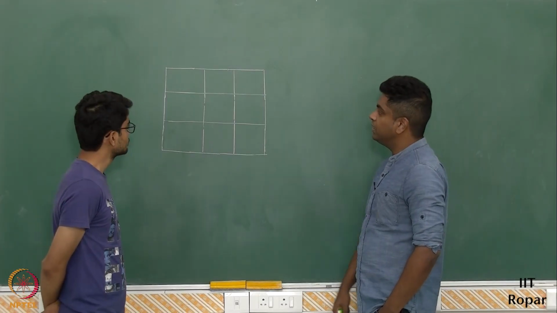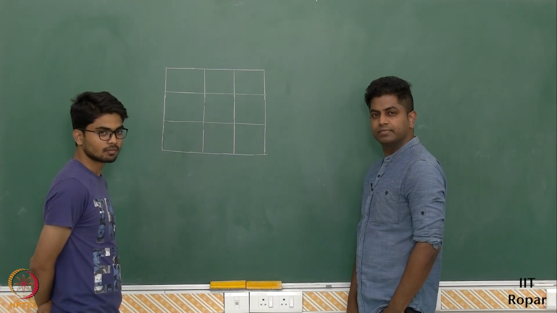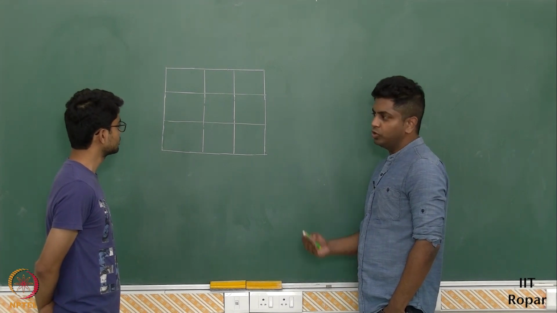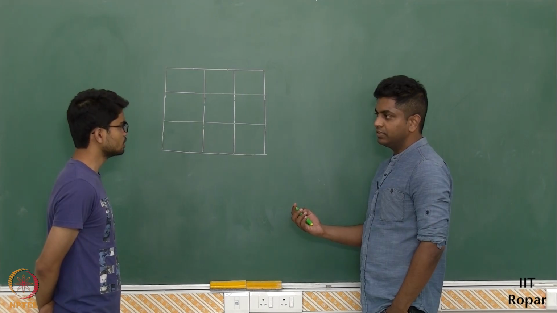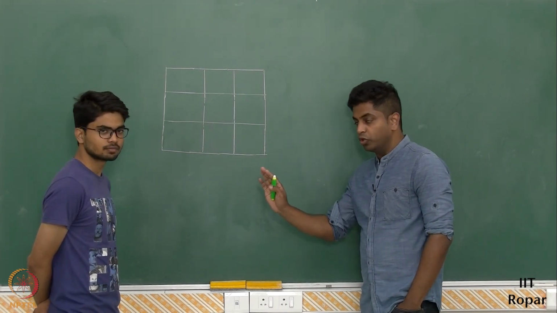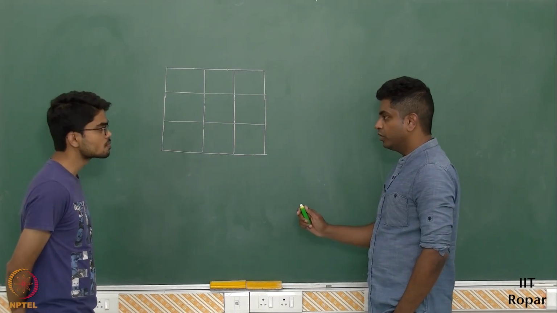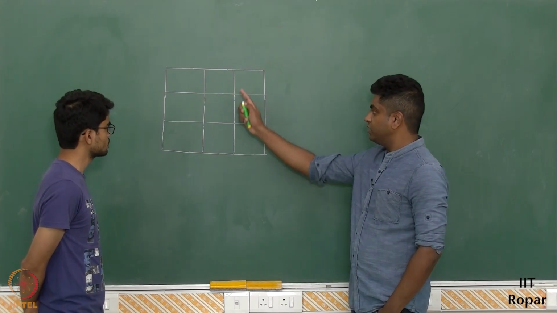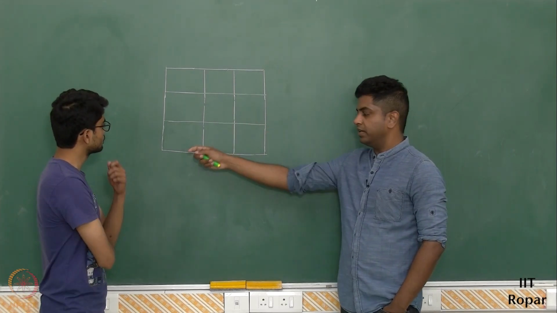Amit, do you see there are 9 squares here? Yes, sir. So, you know how Sudoku works? Yes, I know. This is very similar to Sudoku, but you don't have to know Sudoku also. I'm just trying to see if I can motivate it through something that you know already. Here are 9 squares, 1, 2, 3, 4, 5, 6, 7, 8, 9.